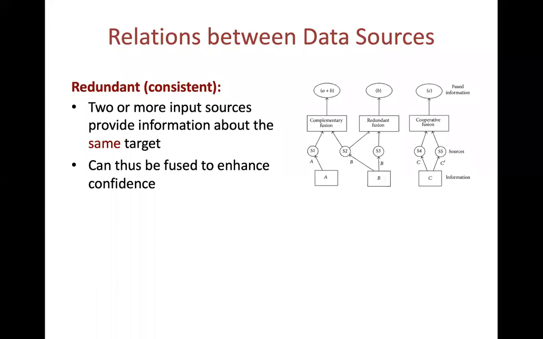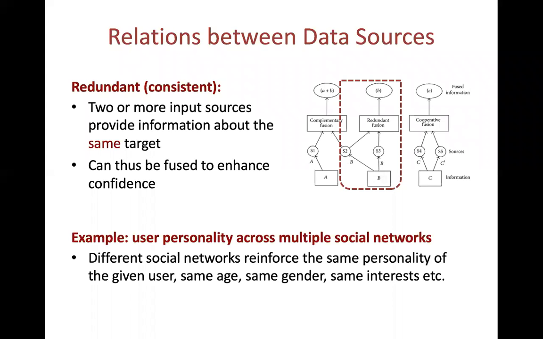We also have a redundant, consistent fusion. So two sources are the same, and they can be fused to enhance the confidence. For example, personality across multiple social networks, right? Different social networks reinforce the same personality of the given user, same age, same gender, and same interests. And you can use that information to increase the confidence that your prediction is correct.